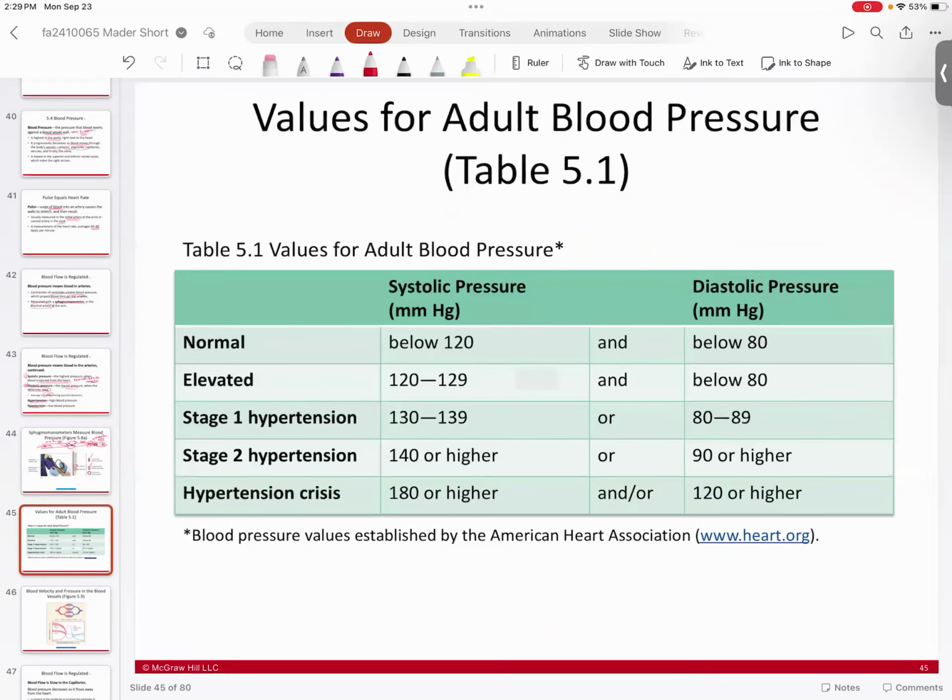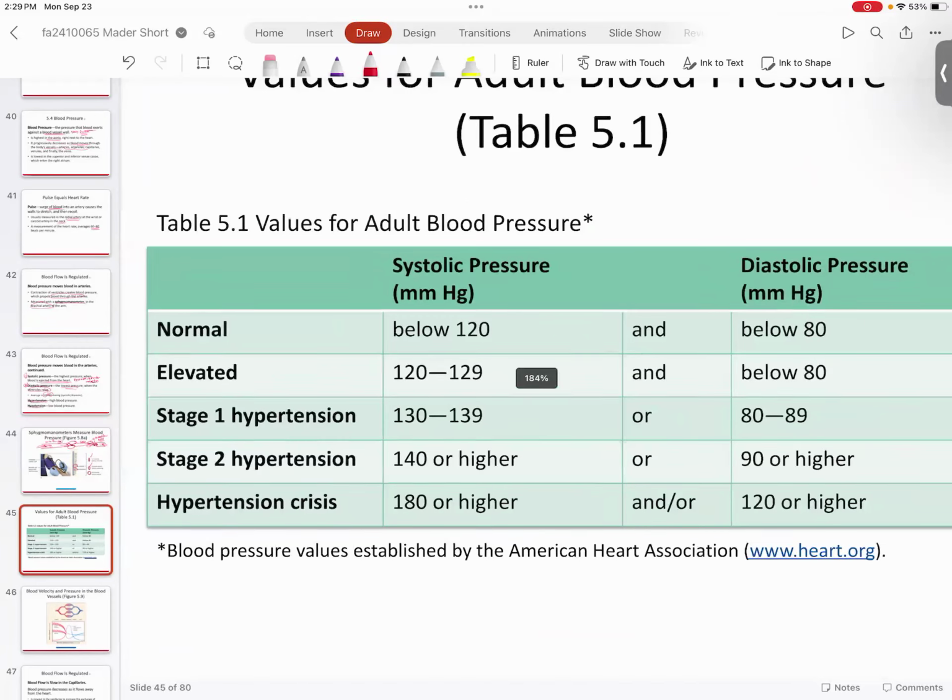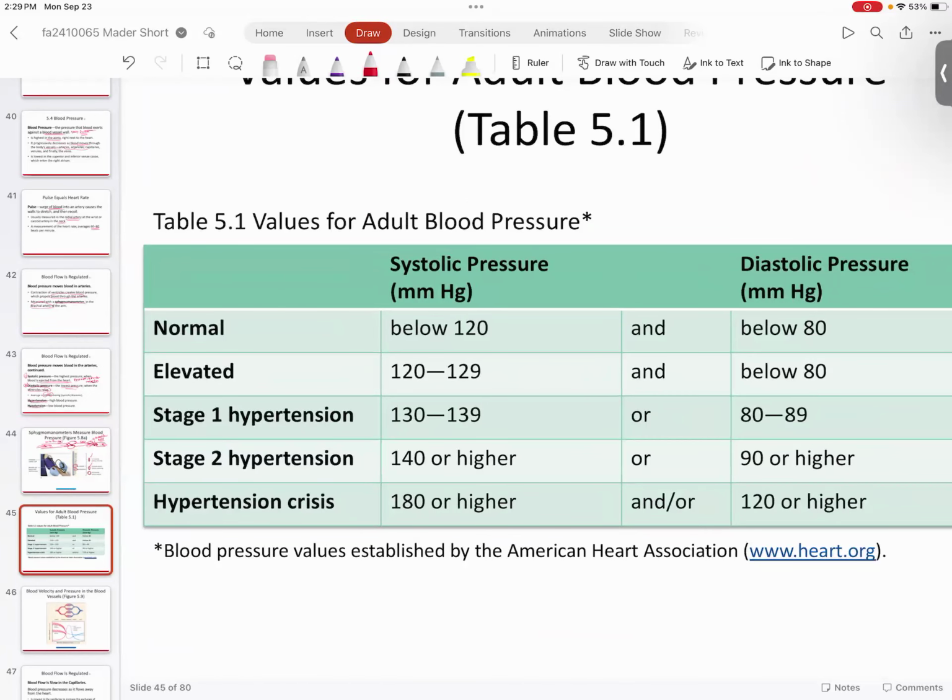And so this is kind of the range of blood pressures we look for. For instance, if your systolic is below 120, typically that's referred to as normal. And if it's below 80, that's also normal in the diastolic range. If you're into the 120s, then it's elevated. Even if you're below 80, that's still kind of elevated.